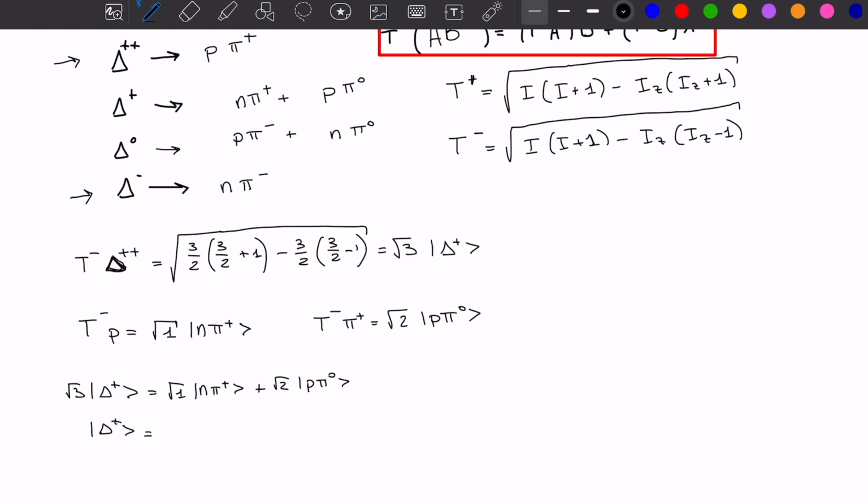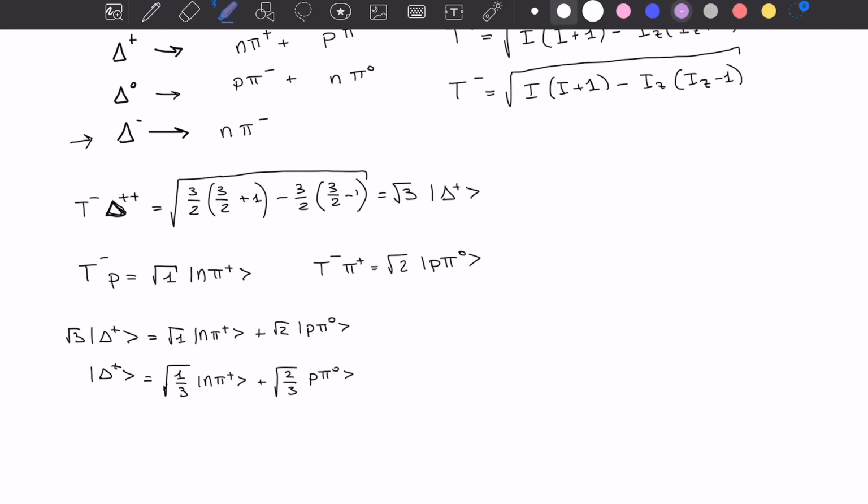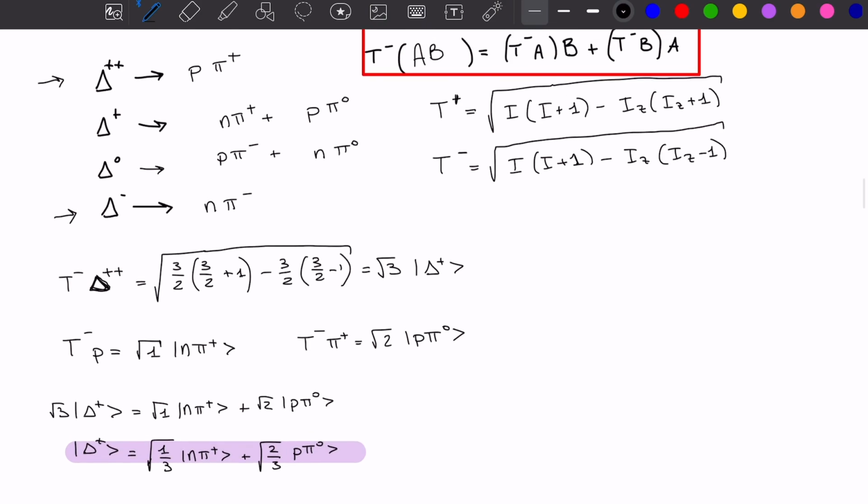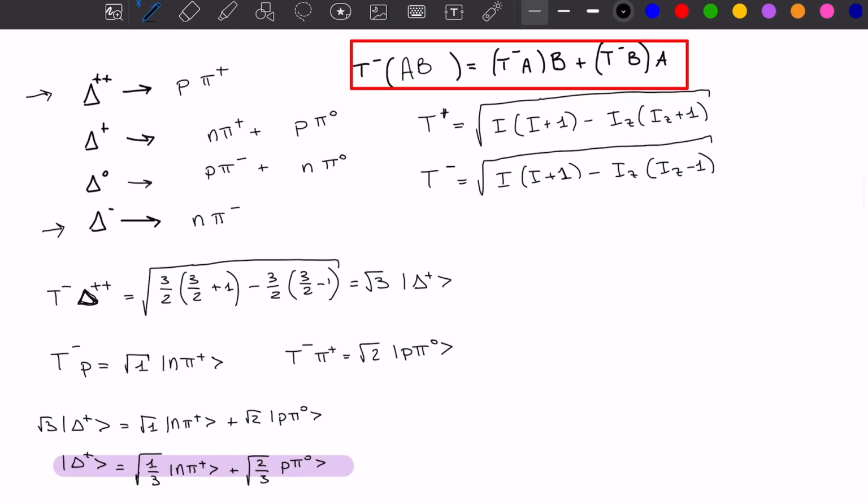And we find that the probabilities for a delta plus to decay is 1 over 3 for the n pion plus, root 2 over 3 for proton pion 0. So this is our first probability. And to cross-check it, we will use the Clebsch-Gordan coefficient, but I will do it in another video, otherwise this will be a bit too long.